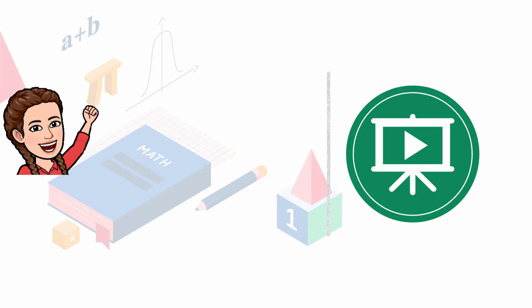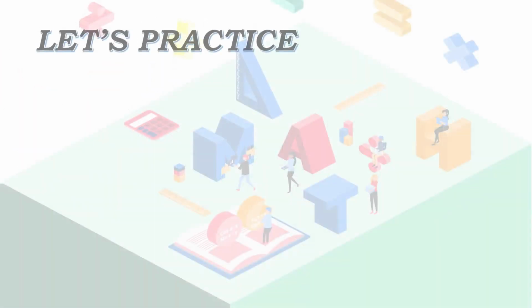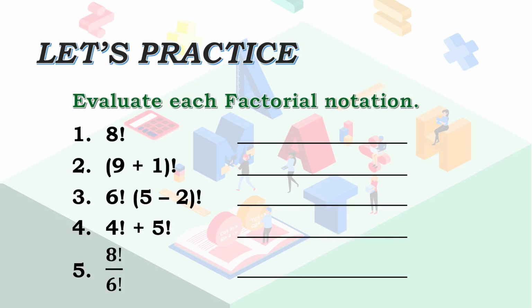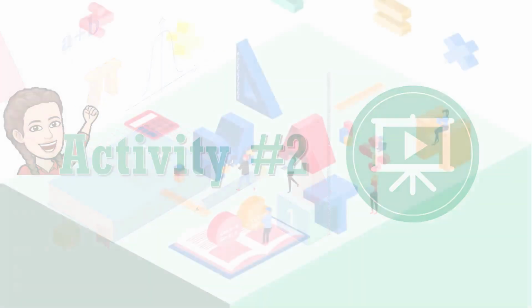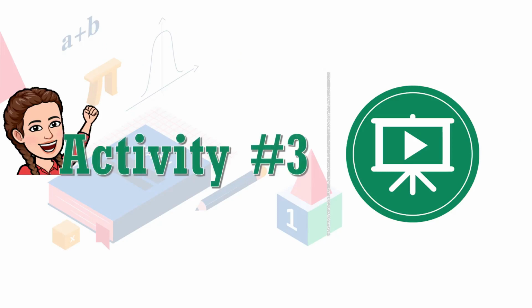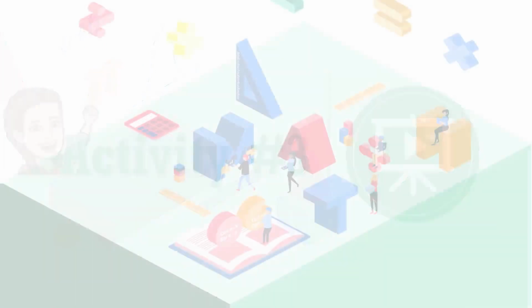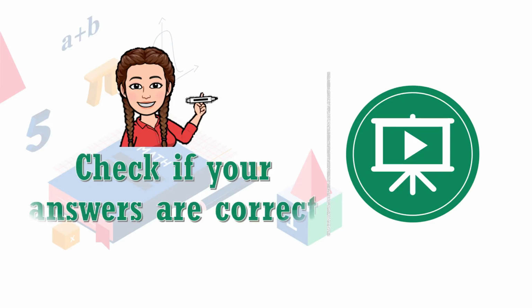To apply what you've learned today, you will answer activities. For activity number 1, you will evaluate each factorial notation. For activity number 2, you will simplify the following factorials. And for activity number 3, you will solve for x. Now, it is time for you to check if your answers are correct.